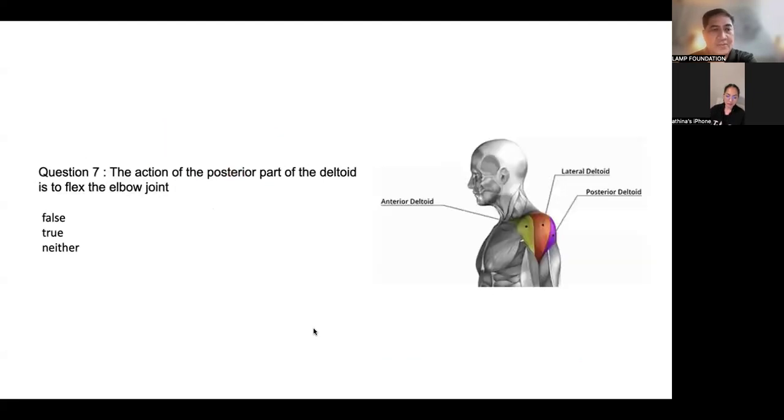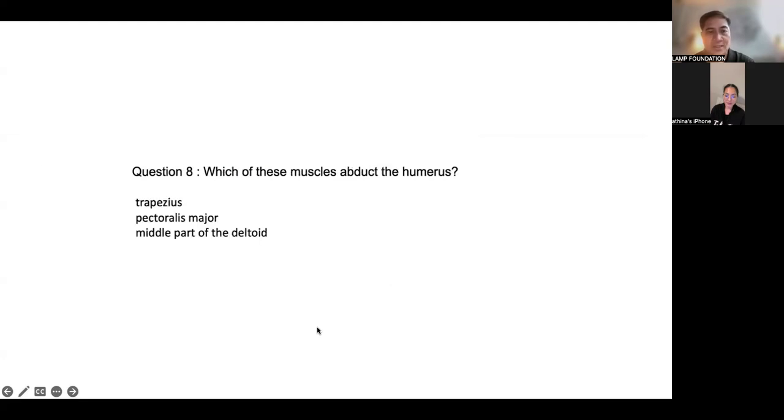Action of the posterior part of the deltoid is to flex the elbow joint. True or false? It is false. Because the posterior deltoid, located at the back of the shoulder, also rotates the joint laterally to move the arm outward and backward. During extension, the posterior deltoid allows the humeral head to rotate downward and inward in the socket of the joint.